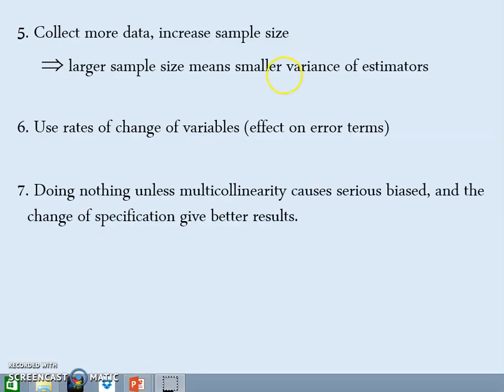The last one is doing nothing, especially if you have a very low degree of multicollinearity, because we understand that it is not the presence of multicollinearity that is the issue, but actually the degree of multicollinearity that we have. And if we are able to get a better result by changing the model specification, then it will be good to have that.